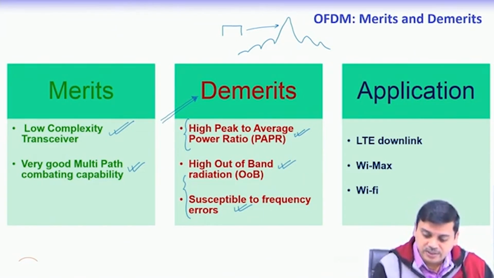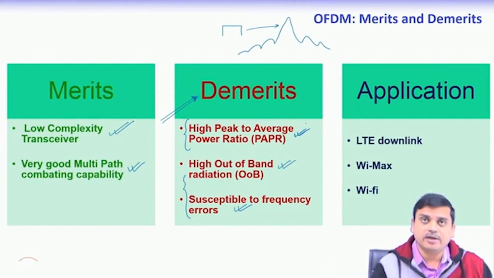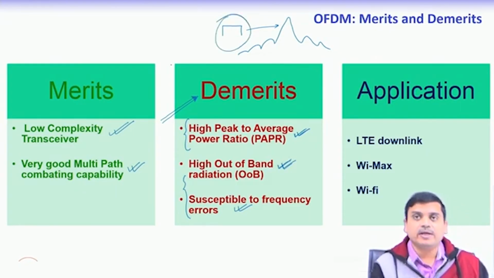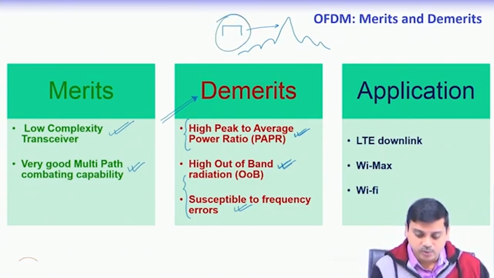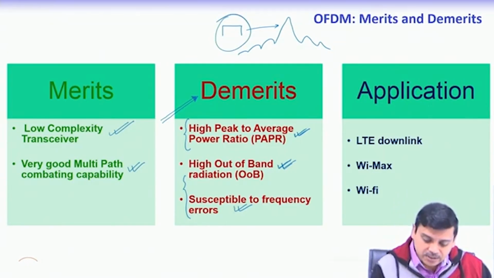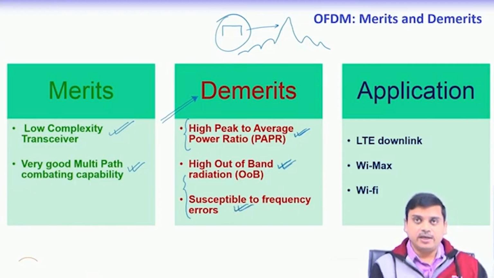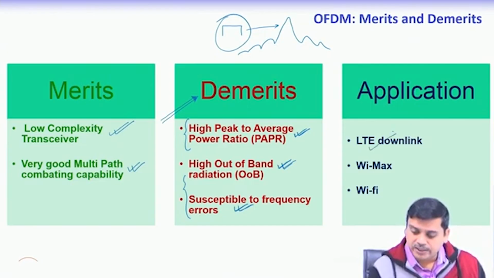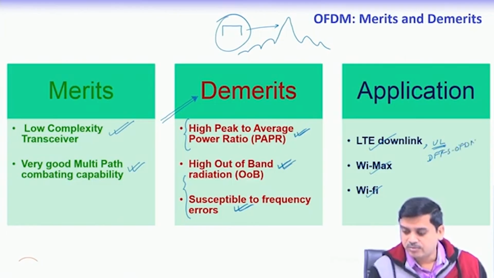We have already said that there are several methods to reduce PAPR, and one method we have already discussed. There are methods to reduce out of band radiation, and primarily it is about the pulse shape. We will get an opportunity again later to discuss in more detail. And for susceptibility to frequency offsets, there are again various methods. Applications are of course LTE downlink, WiMAX, Wi-Fi, and in uplink what is used? LTE uplink uses DFT spread OFDM. This is what we discussed in the previous lecture.